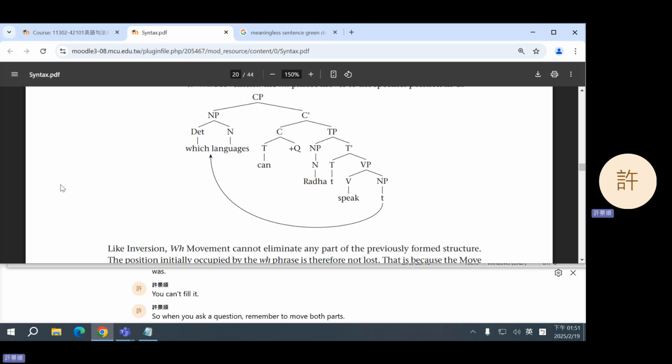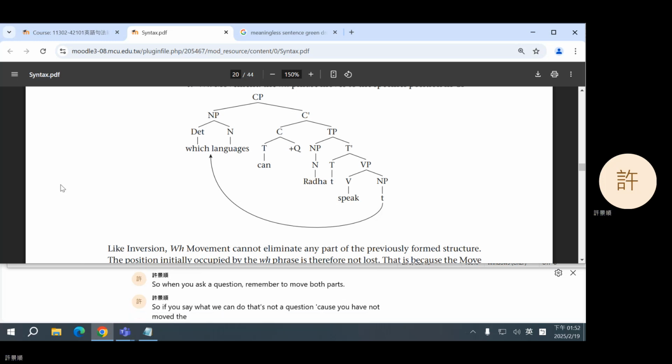So if you say what we can do, that's not a question because you have not moved the can. It's what can we do? Which can Radha speak?